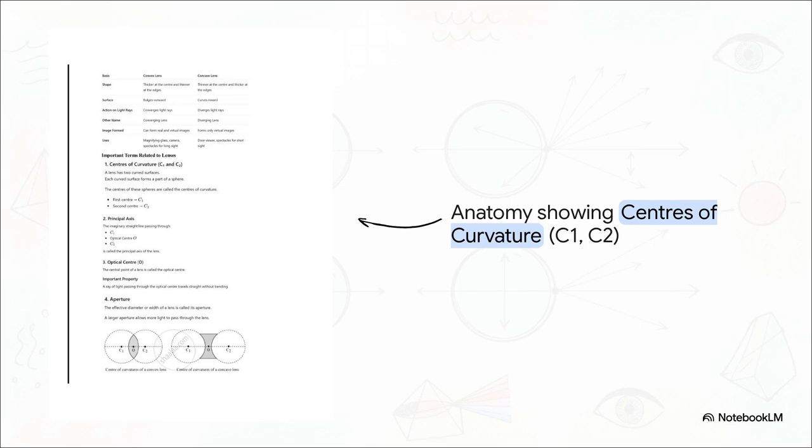Seriously, if you imagine extending the curves of any lens all the way around into full circles, you find our essential anchor points. The centers of those imaginary spheres are what we call the centers of curvature, labeled C1 and C2. And that straight line running perfectly through them, that's our principal axis.